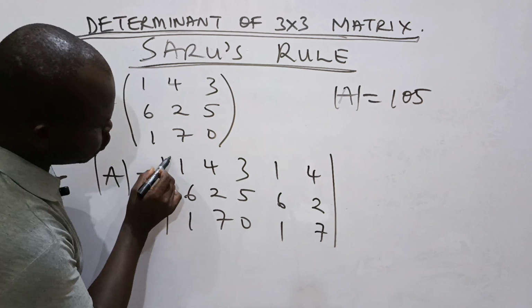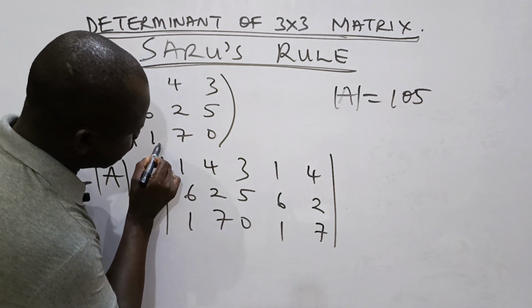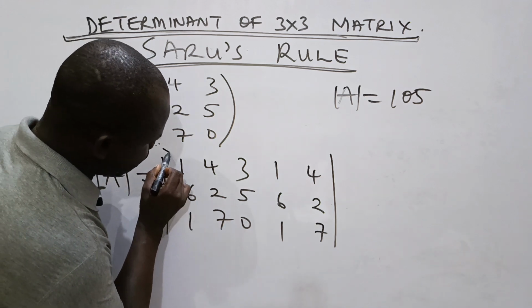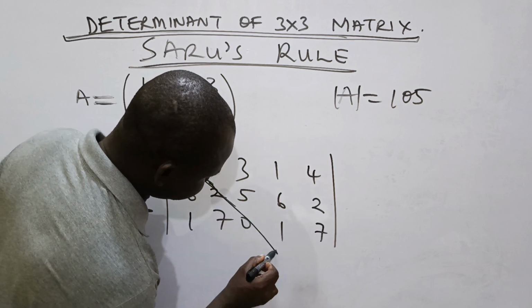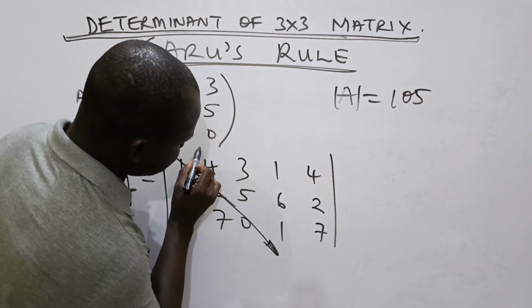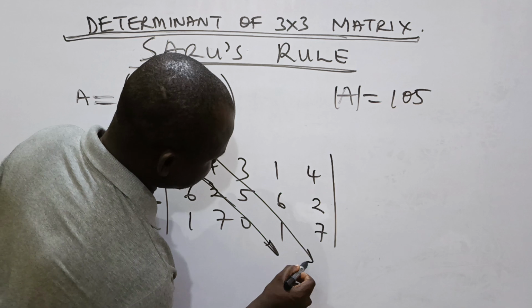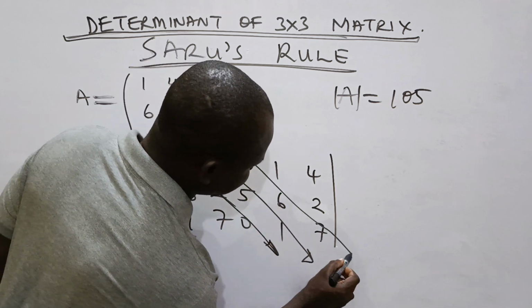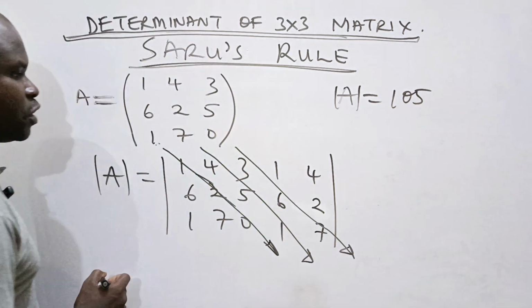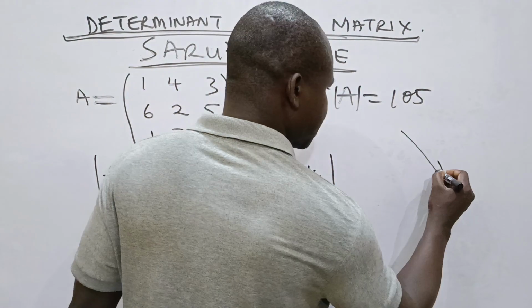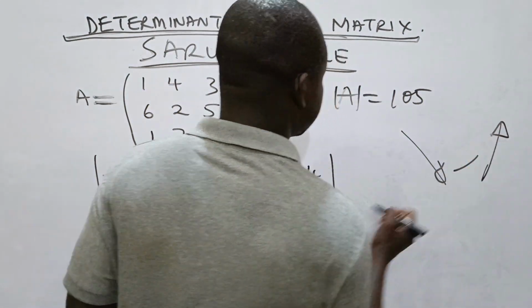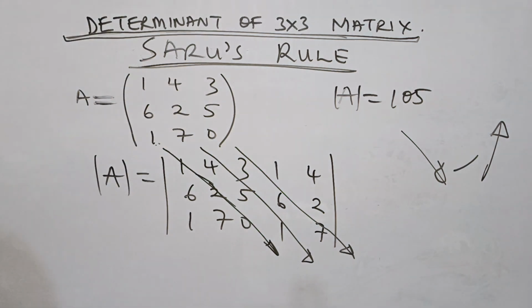Then you now consider the leading diagonals. In this case, we are going to have 3 leading diagonals. This is the first leading diagonal along this direction. This is the second leading diagonal. Then this is the last leading diagonal, or principal diagonal. So the rule says that we multiply these, and we are going to subtract the ordinary diagonals. That's what I'm about to do now.